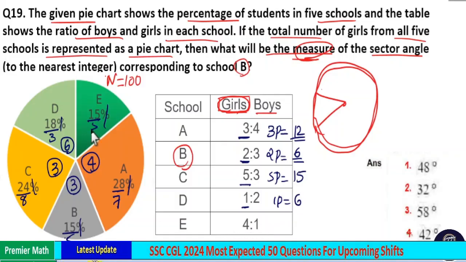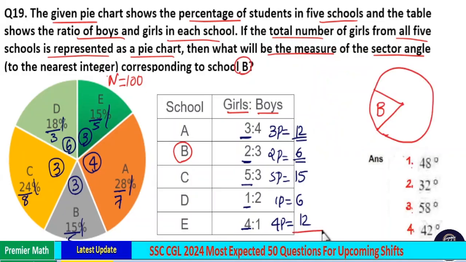5 part is equal to 15, means 1 part is equal to 3. If 1 part is 3, 4 part is the total number of girls in school E. So 4 part is equal to 4 into 3, 12. Here total number of girls is equal to 12 plus 12, 24, 24 plus 12 is equal to 36, 36 plus 15, 51. So total number is 51.